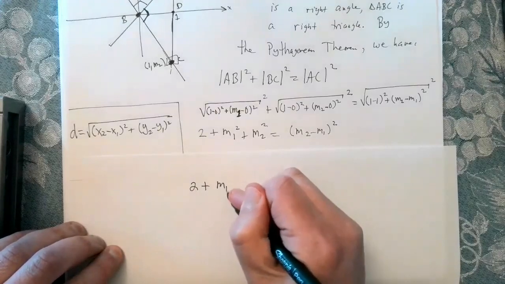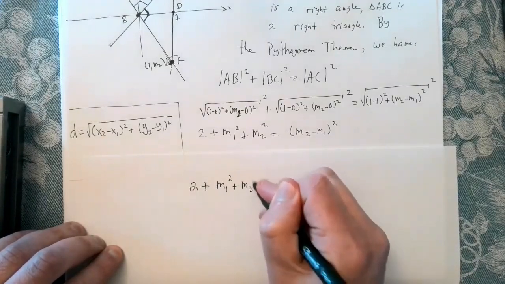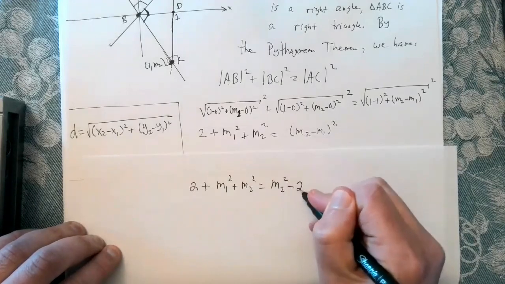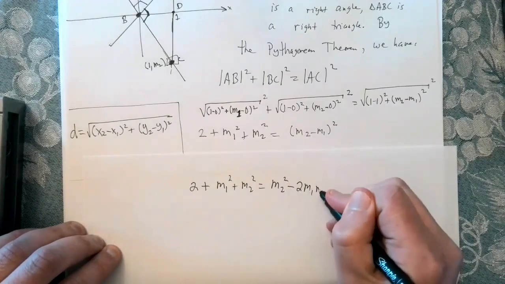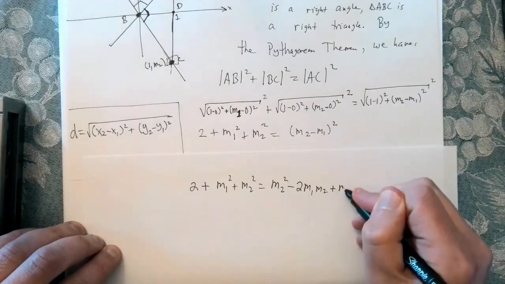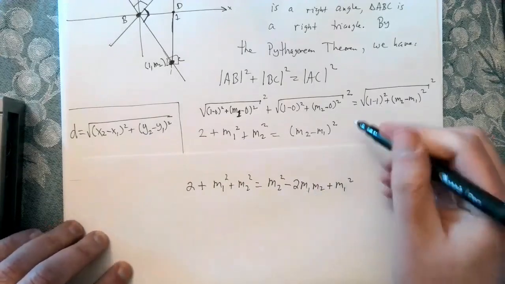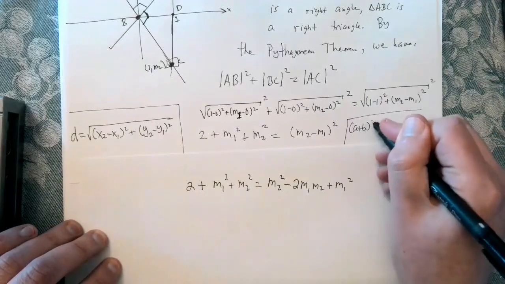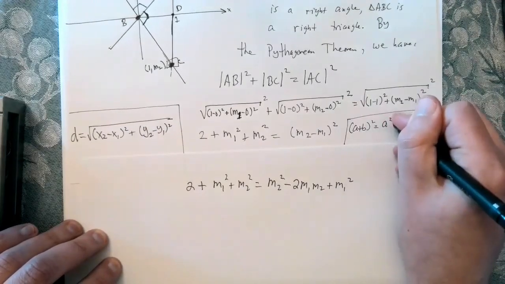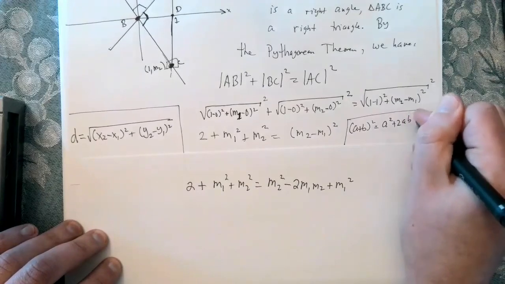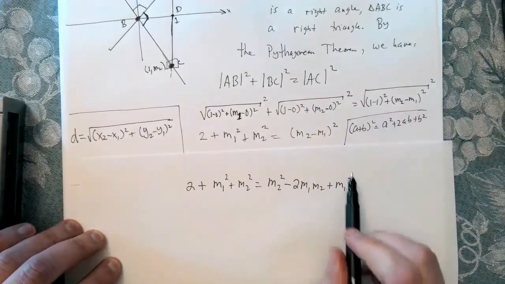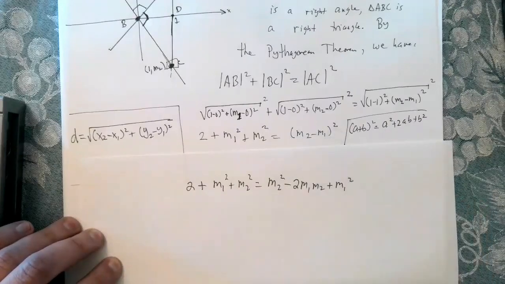So 2 plus m1 squared plus m2 squared is equal to m2 squared minus 2 m1 m2 plus m1 squared. How did I get that? I use this classic, right? So I use this all the time, almost every day. A squared plus 2ab plus b squared. That's exactly a plus b quantity squared. So I just applied this formula here.